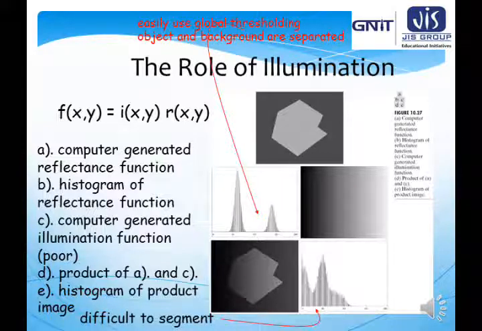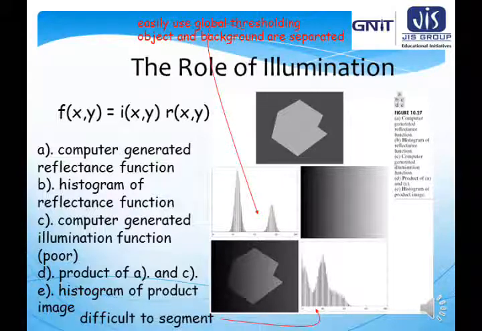Here we can see two histograms: the histogram of the reflectance function and the histogram of the product image. From here we have the image function f(x,y) equals i(x,y) multiplied by r(x,y), where (x,y) is the coordinate of that particular pixel or point, i(x,y) is the amount of incident light, and r(x,y) is the amount of reflected light. So f(x,y) is the product of i(x,y) and r(x,y).